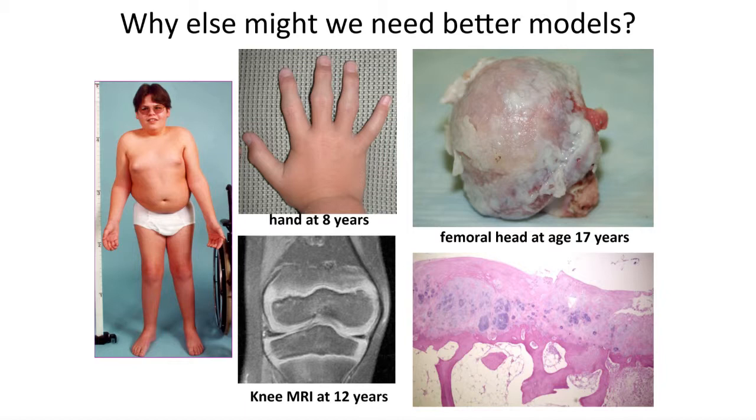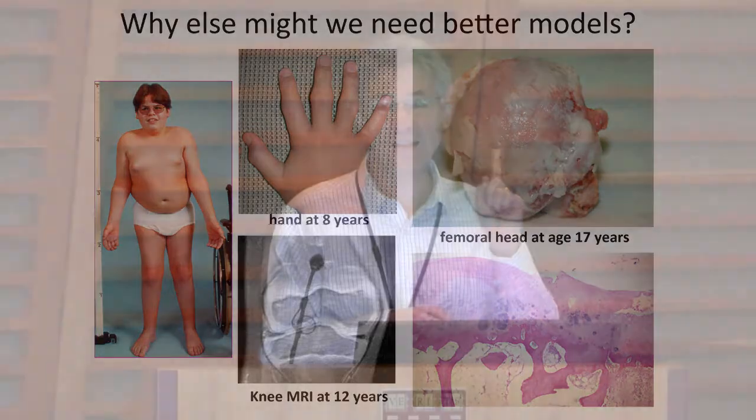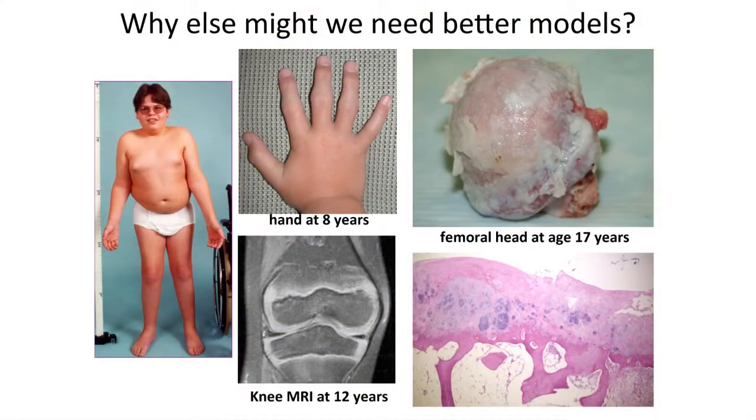This was a perfectly normal looking knee MRI at age 12. At age 18, both knees had been replaced in Buddy. And at age 17, his femoral head was replaced. And this is what his femoral head looked like. Anyone want to hazard a guess as to what his disease is? No one? So this is progressive pseudo-rheumatoid dysplasia.